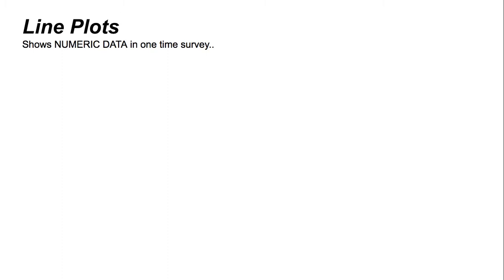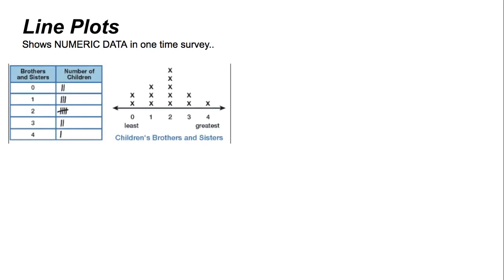Our next type of graph is a line plot. A line plot shows numeric data in a one-time survey. So it's going to be very similar to a bar graph, but it's going to have numeric data on the horizontal axis.